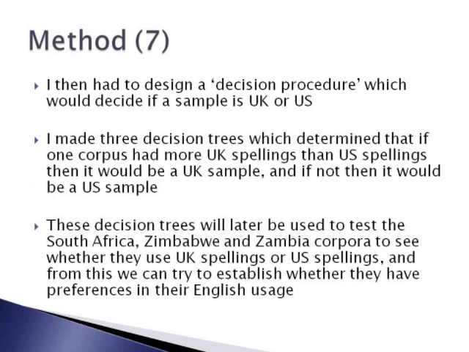I then had to design a decision procedure, which would decide if a sample is British or American. I constructed 3 decision trees which determined, for example, that if one corpus had more UK spellings than US spellings, then it would be a UK sample, and if not, then it would be a US sample. These decision trees will later be used to test the South Africa, Zimbabwe and Zambia corpora to see whether they use UK spellings or US spellings, and from this we can try to establish whether they have preferences in their English usage.